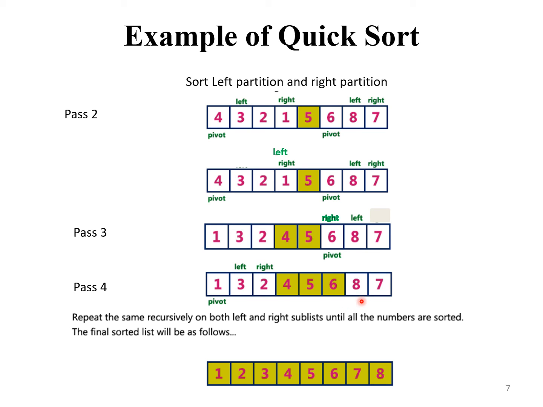Now we will check with 8 and 7, these two elements. Here we repeat this same process recursively on both the left and right sublists until all the numbers are sorted. The final sorted list will be as follows: 1, 2, 3, 4, 5, 6, 7 and 8.